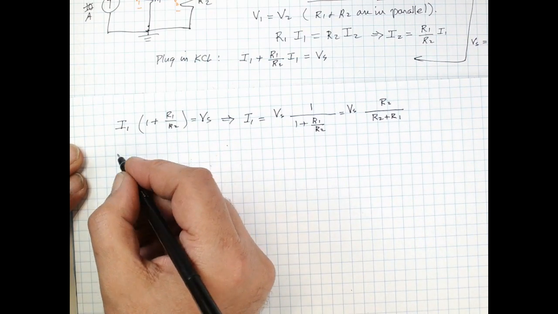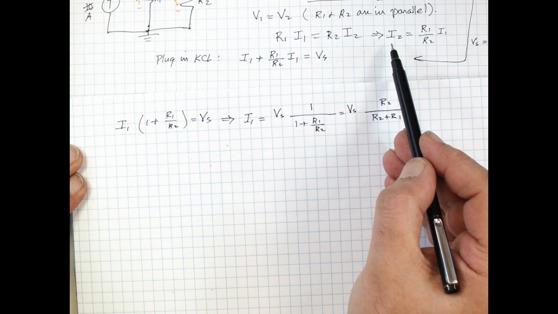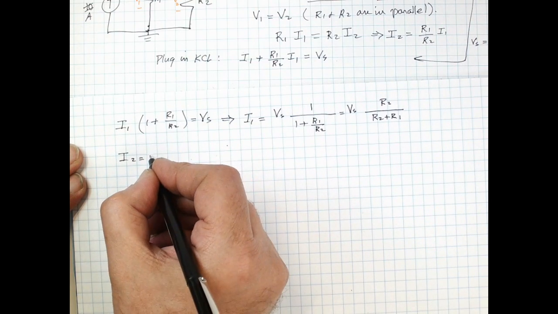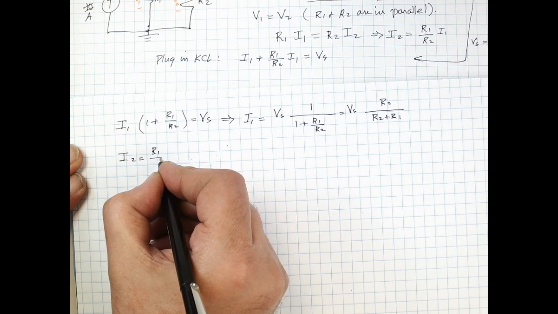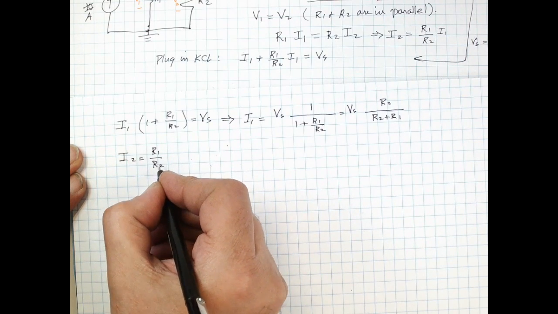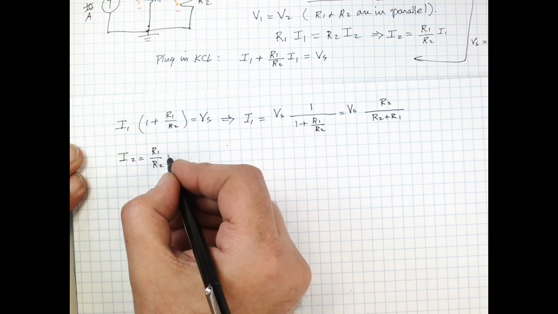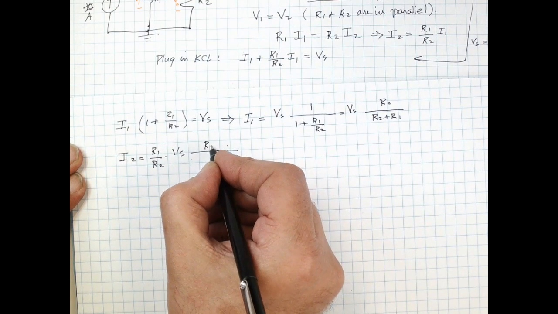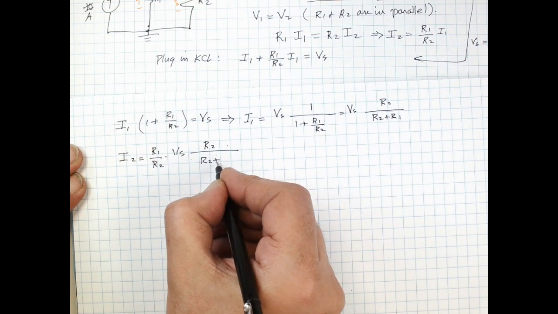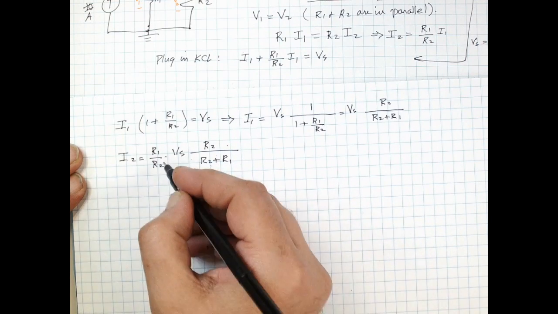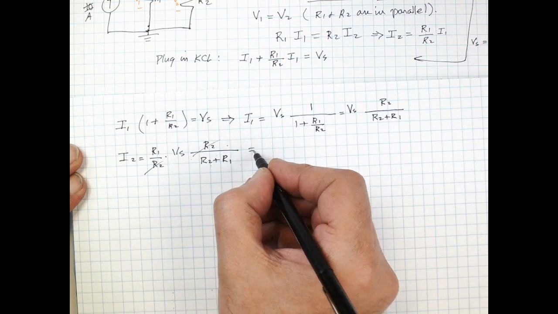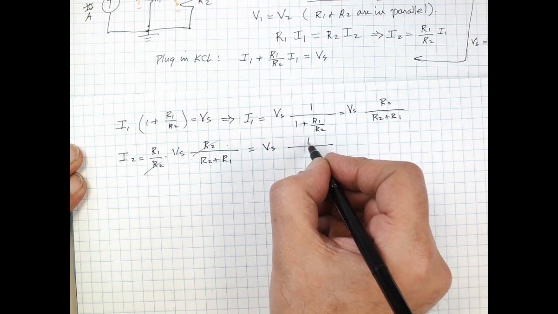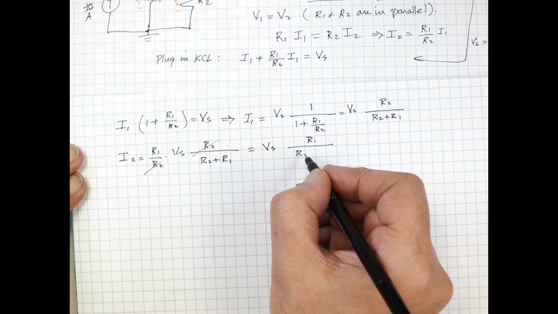And then finally, I can go back to this equation and find I2 here. So I2 is equal to R1 over R2 times I1, and I1 is equal to Vs times R2 over R2 plus R1. Notice the R2s will cancel each other out, and we are left with Vs times R1 over R2 plus R1.